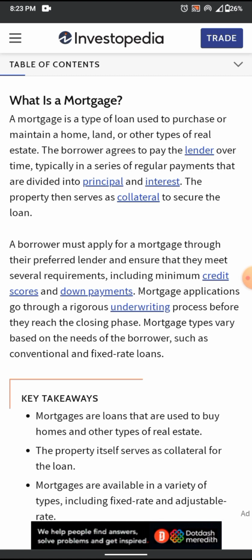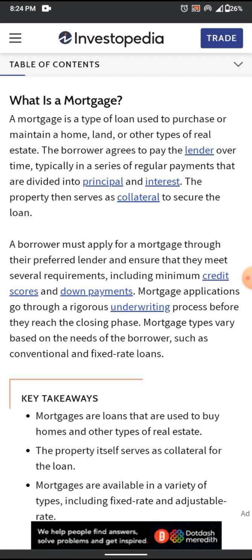The borrower agrees to pay the lender over time, typically in a series of regular payments that are divided into principal and interest. The property then serves as collateral to secure the loan, and the borrower must apply for a mortgage through their preferred lender and ensure that they meet several requirements, including minimum credit scores and down payments.